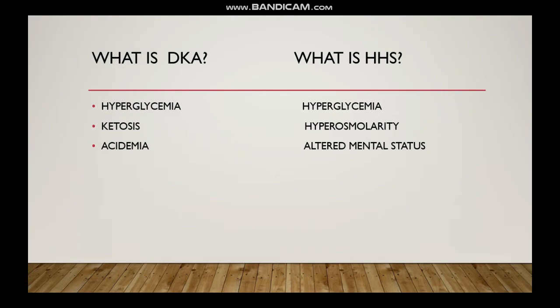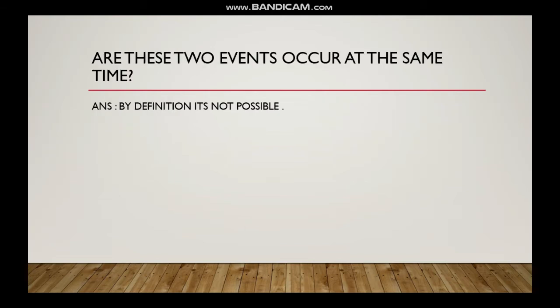and for the hypovolemia, the osmolarity of the blood goes high, and there is hyperglycemia and too much osmotic diuresis, and with the additive effect there is very high hyperglycemia. So HHS is more dangerous than DKA: hyperglycemia and hyperosmolarity, with altered mental status leading to coma. Do these two events occur at the same time? By definition it's not possible, because in DKA you see acidosis and ketosis, but in HHS there is hyperosmolarity because of the sudden hypovolemic condition.